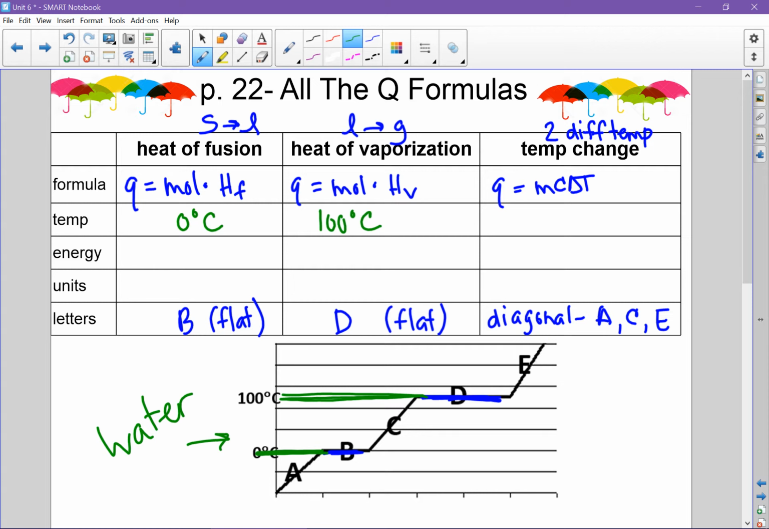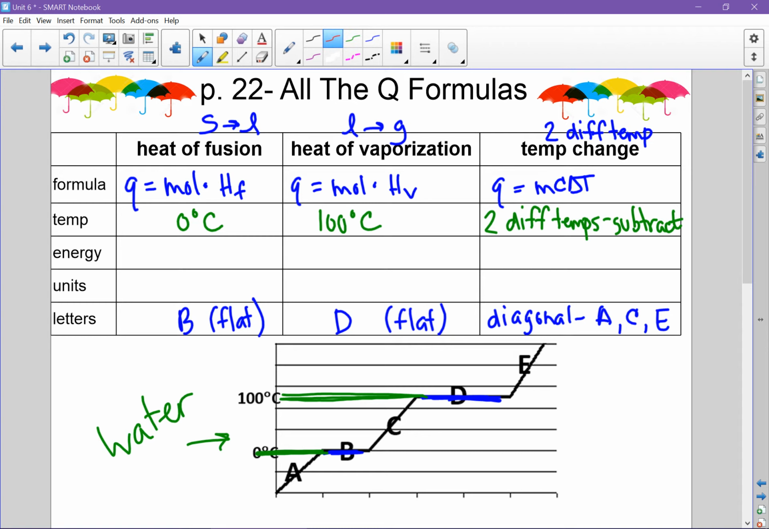When we have the Q equals MCAT formula, you're not going to have just one temperature, you're going to have two different temperatures. And what you're going to do to them is you're going to subtract them to find out what the change is. So whenever you see a question with two different temperatures, it's automatically the MCAT formula. If you see only one temperature, then you've got to decide between the heat of fusion and heat of vaporization.